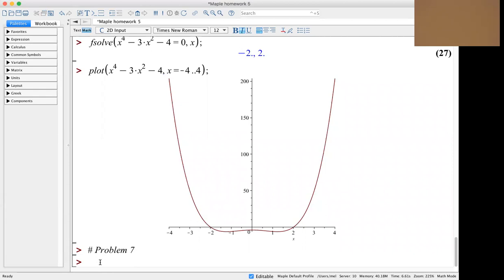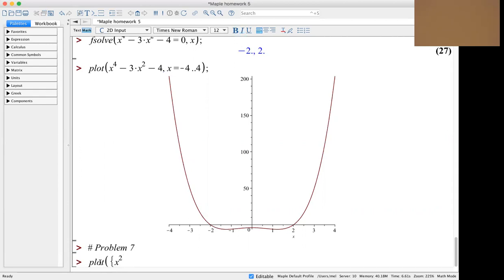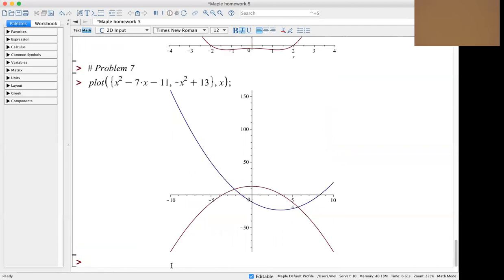And problem 7 is to plot on the same graph 2 parabolas, x squared minus 7 times x minus 11 and minus x squared plus 13. Isn't that pretty? This is the first parabola going up. This is the second parabola going down.